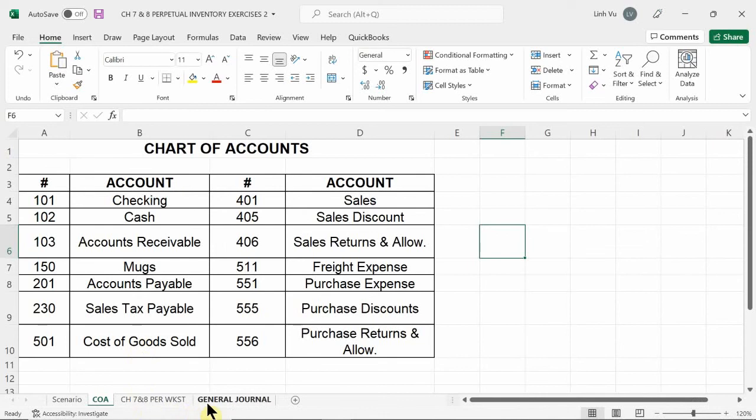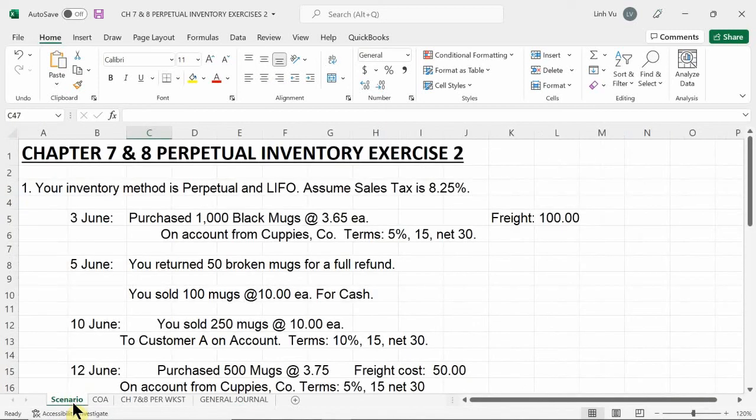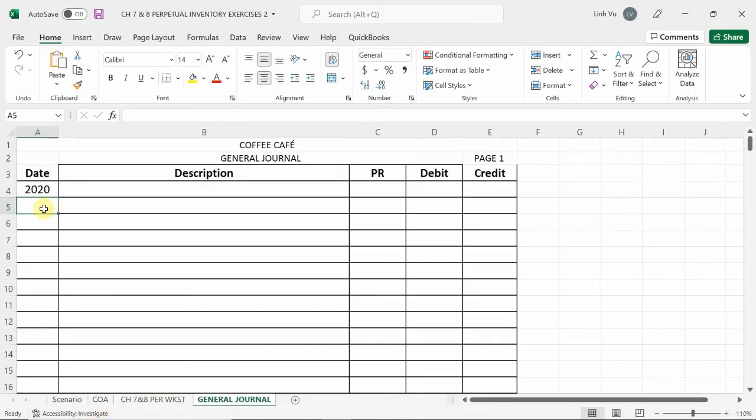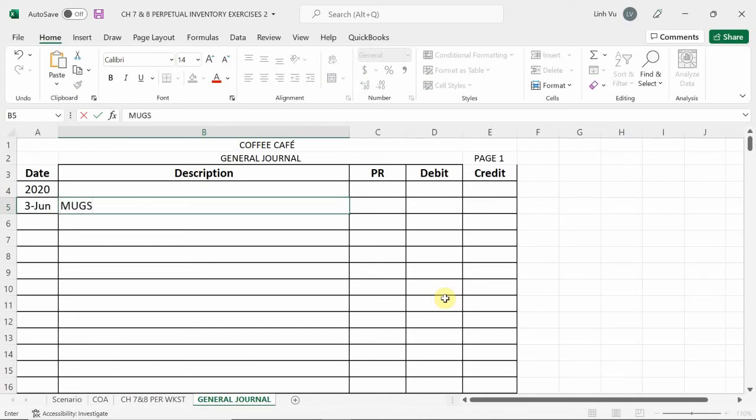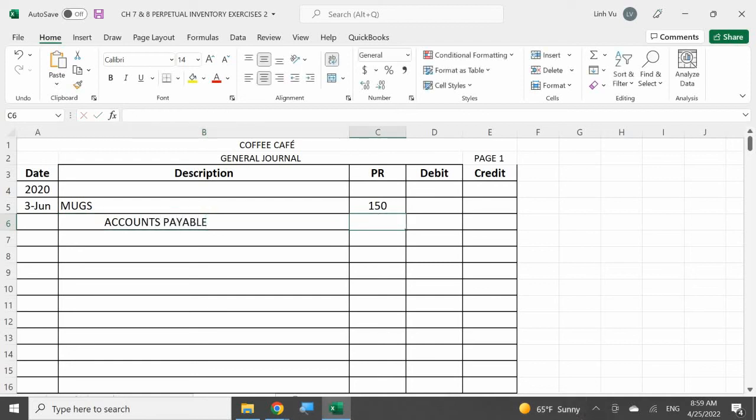So let's journalize it first. It was June 3rd. We purchased 1,000 black mugs at $3.65 each with a freight of $100, on an account from Cuppy's Co., terms are 5%, 15, net 30. So, June 3rd. We recognize that we have perpetual inventory, so we have to recognize mugs as our inventory. And then we bought them on an account.